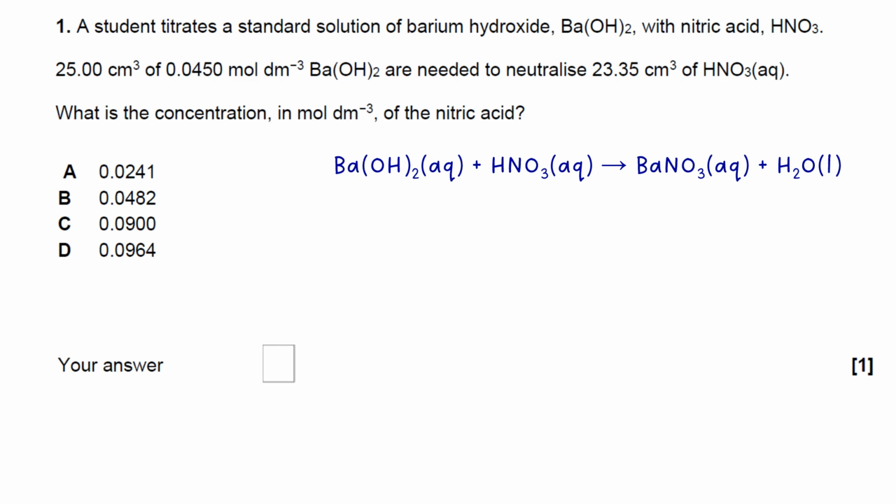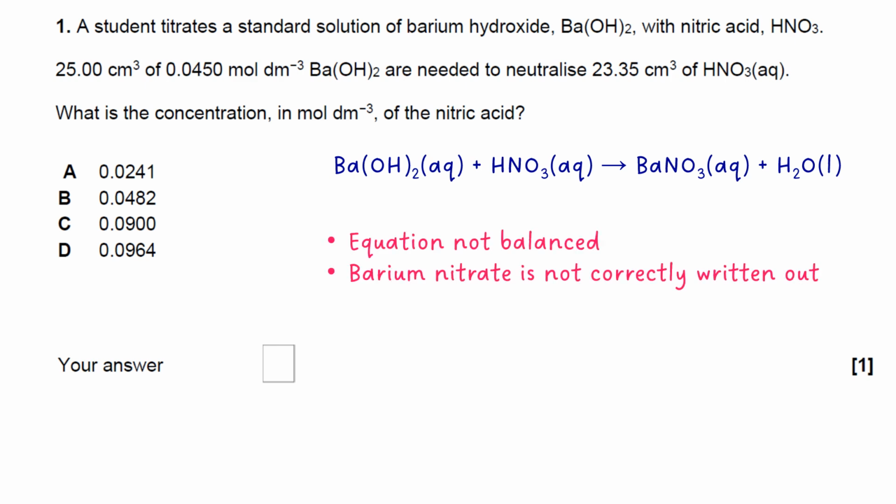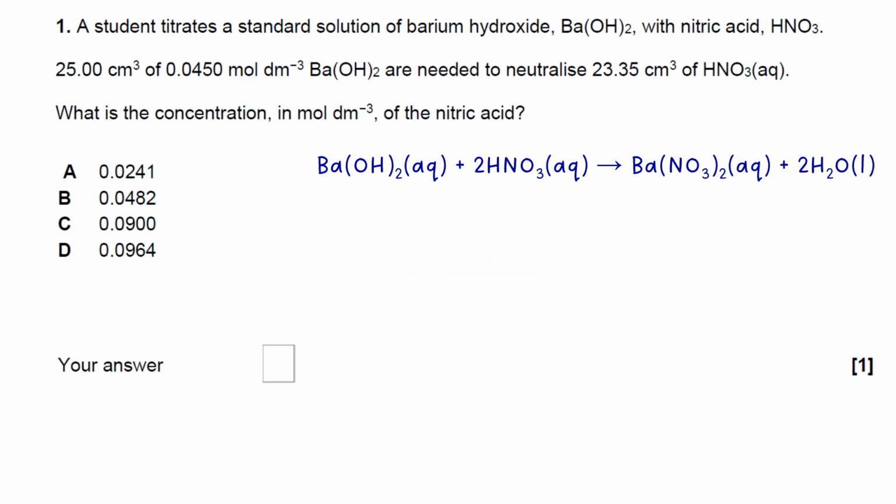So we need to put an equation together first of all, and the equation needs to be balanced with the correct formula for the species. So this one isn't balanced and neither is barium nitrate the correct formula. So thinking about barium nitrate, barium is 2 plus and nitrate is 1 minus. So we need 2 nitrates for every barium.